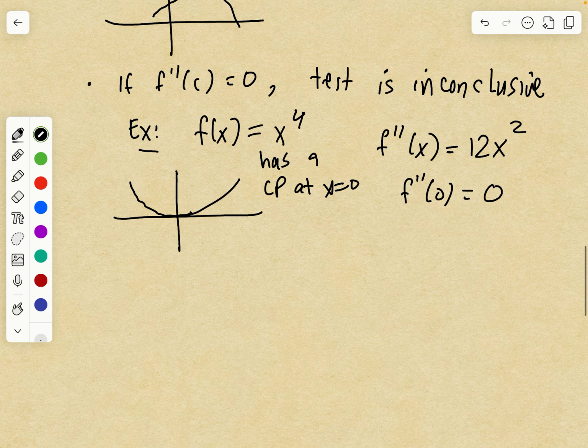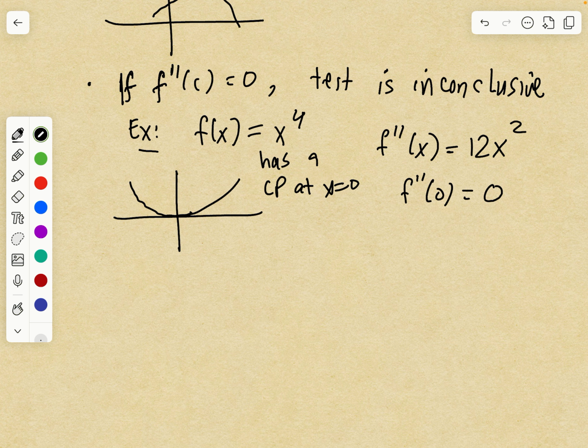And if you did f of x equals negative x to the fourth, you would have a local maximum. So you really don't know which situation you have, and when you have something like that, where the second derivative is 0, you have to use a different method like the first derivative test. So that's the second derivative test, a quick review of that.